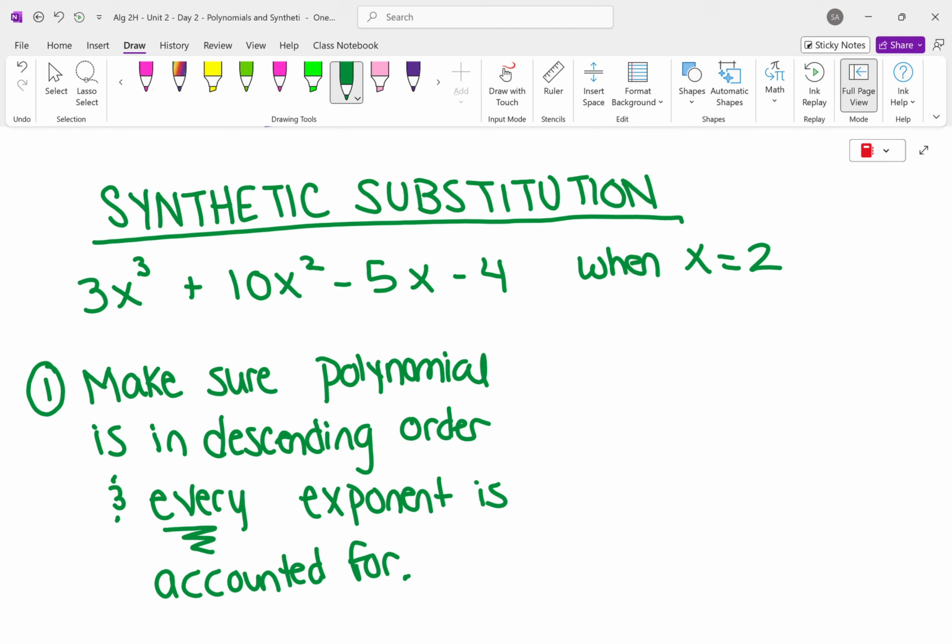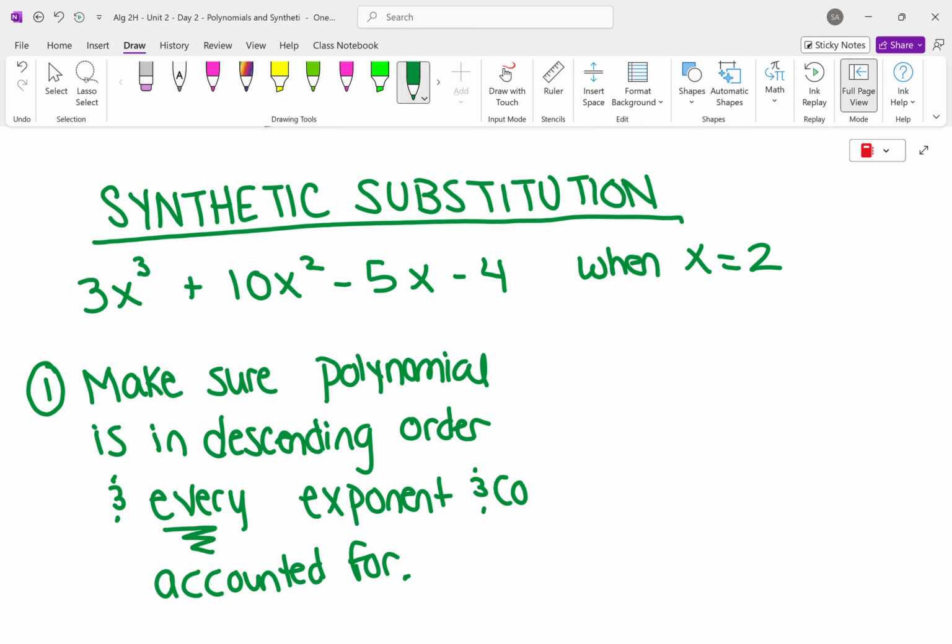Okay, so what does this mean? Descending order means your biggest exponent all the way down to your constant. So my biggest exponent is 3 all the way down to my constant, which is negative 4. And then it says make sure every exponent is accounted for, meaning if my biggest exponent is 3, I need an exponent of 2, I need an exponent of 1, and I need my constant. Do I have all of that? Yes.